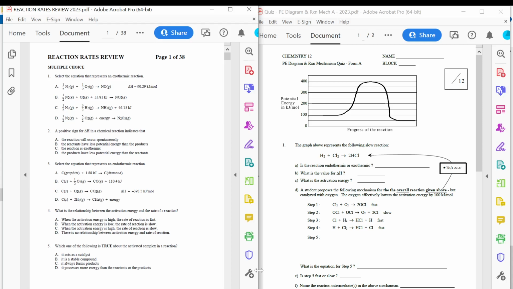So forward means going from reactants to products, reverse means going from products to reactants. And I'm not going to do the test. We'll do that for next year.